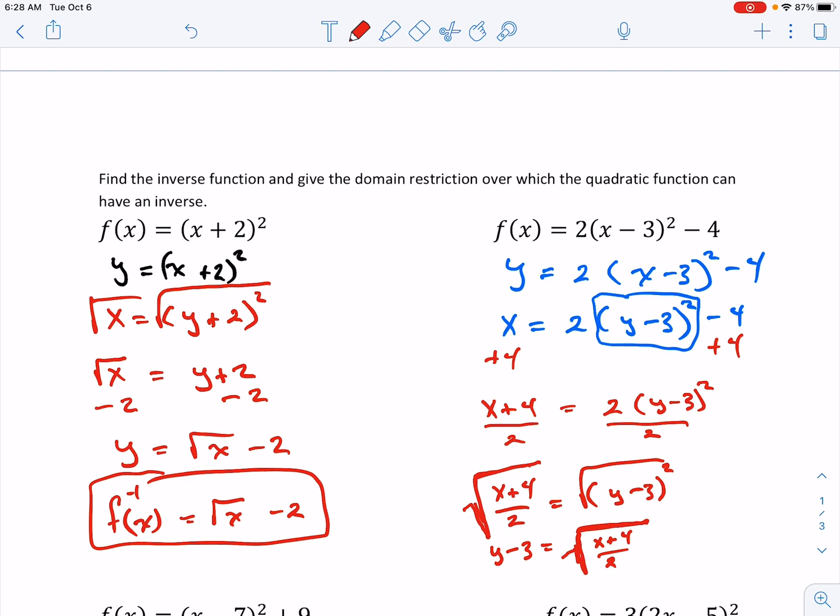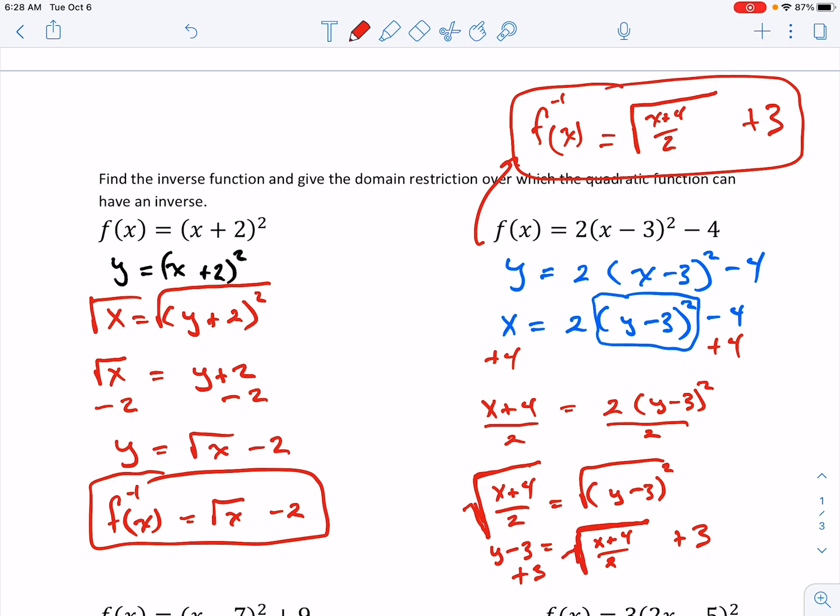Okay, we're almost there. We just need to get y by itself. So we're going to add 3. Now this 3 comes after the square root. It's not under the square root. All right, now y is by itself, and we can write it as f inverse of x. Let's see, I'm out of room. I'm going to write it right up here. So f inverse of x, that's the same thing as y, equals the square root of (x plus 4) over 2, plus 3 goes after. There we go.